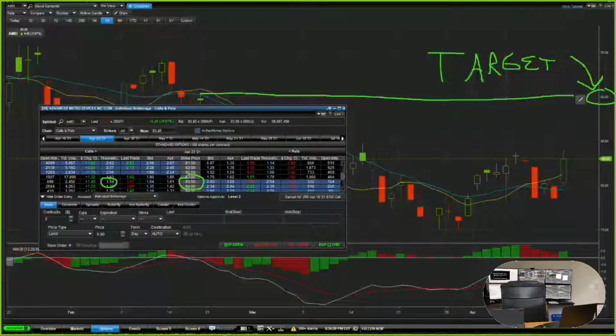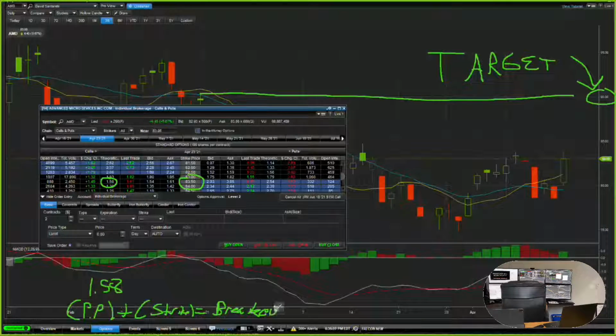So if it gets to that $90 target and you pay 1.58, that's your premium paid, PP. PP plus strike equals break even, right? So $1.58 plus 83.50 equals 85.08. 85.08 equals your break even.